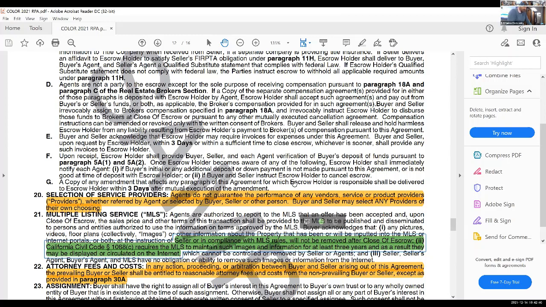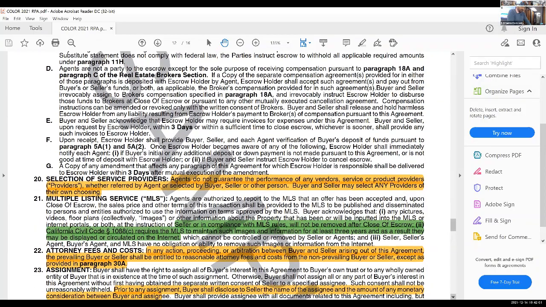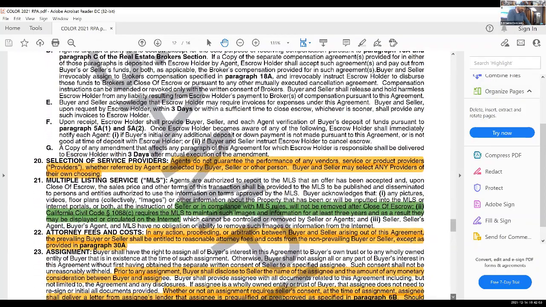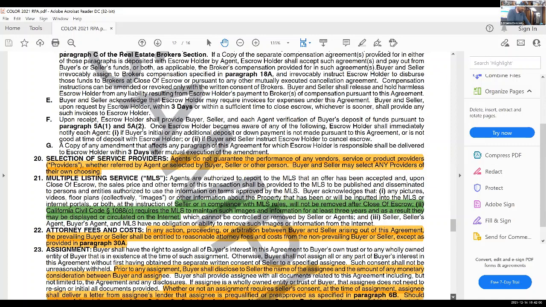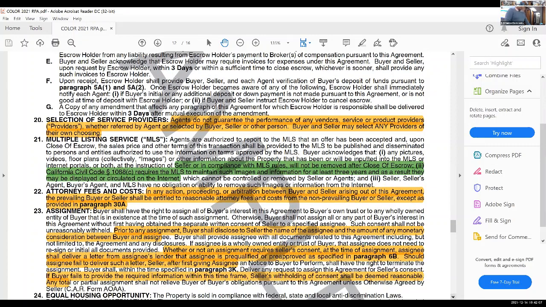All right, multiple listing service. The agents are authorized to report to the MLS an offer has been accepted. Obviously, we're complying with the rules of the MLS. The biggest issue that we've had with MLS and buyers and sellers post fact is to deal with pictures. Sometimes the buyers, the new homeowners, don't want pictures of the inside of their house all over the internet.